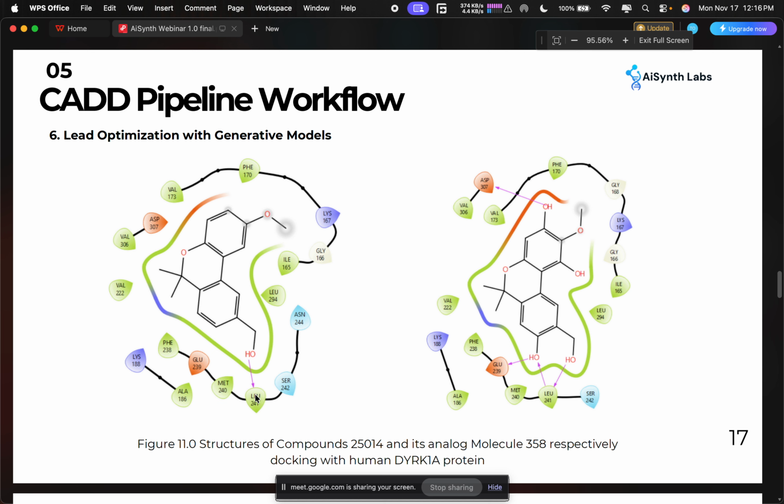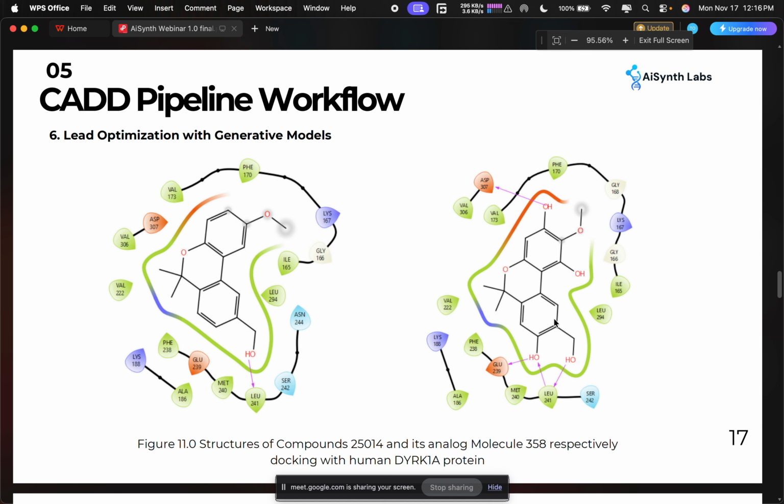See, only this place had a binding. This OHA bound to this leucine here. But when we optimized it, you can see it is binding in different places. It's binding here, here, here, and here, and all this gave us a way better binding score, and in turn gave us a better ADMET profile as well.